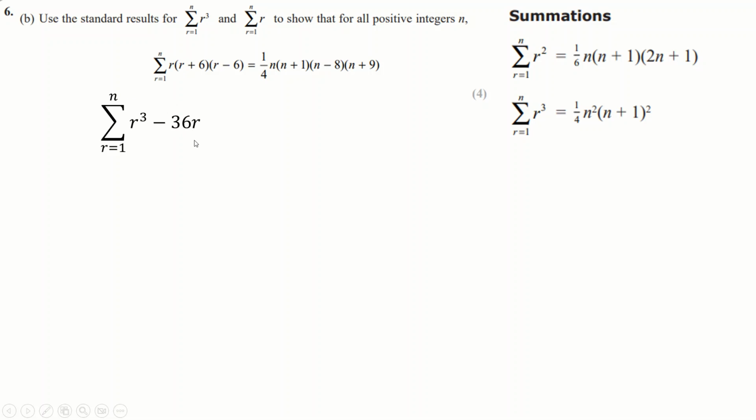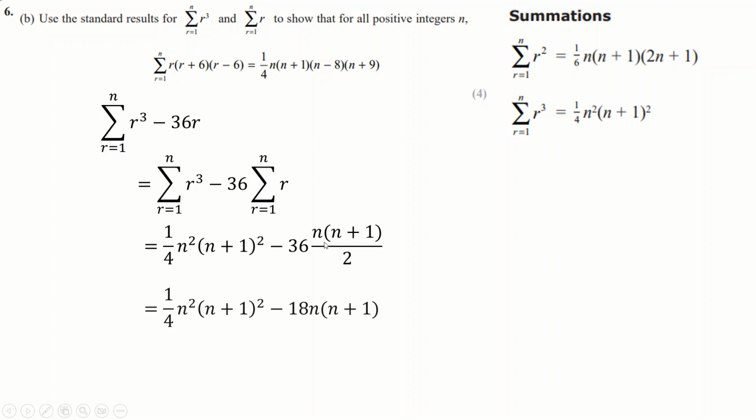We can then break this out into two sums, of course, and we can put the 36 in the front because we don't need it. This we can just read from here. This you need to know. You're only given these two, so you need to know this is just n into n plus 1 over 2, which we can simplify. And then I can notice, actually, I can factorize out.